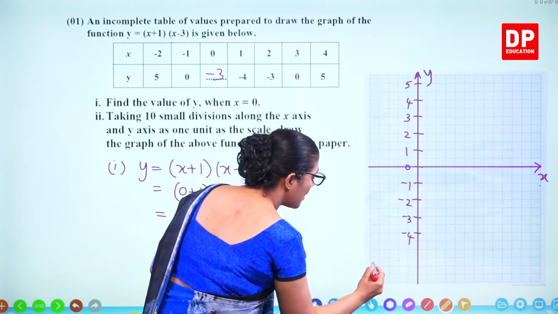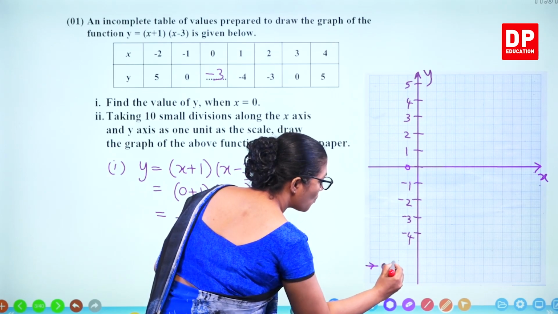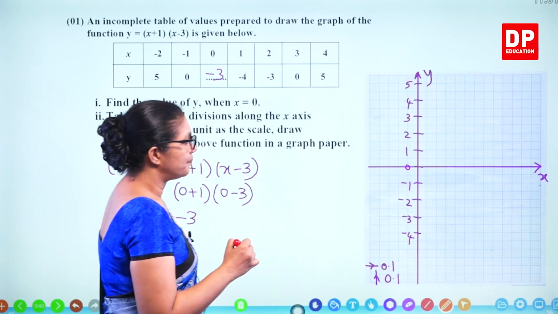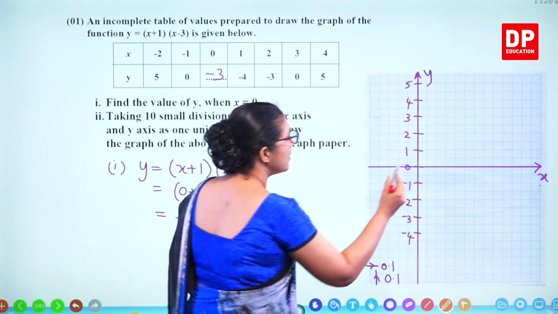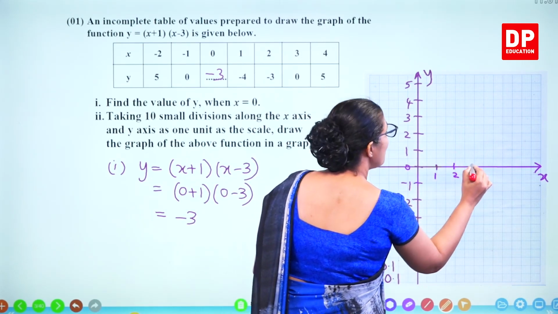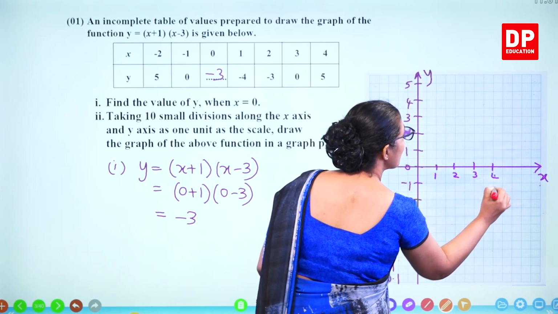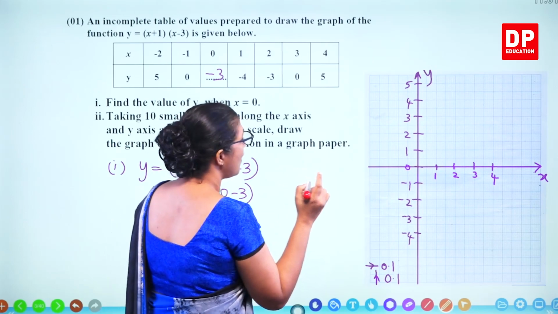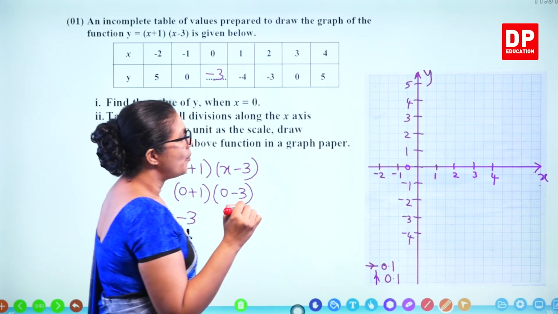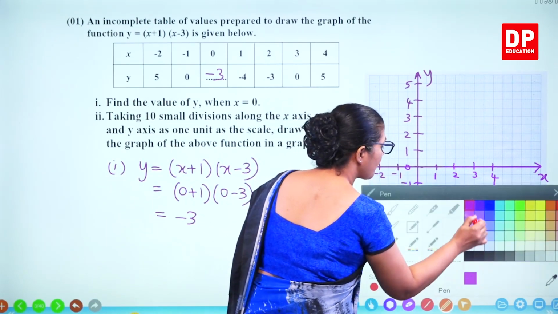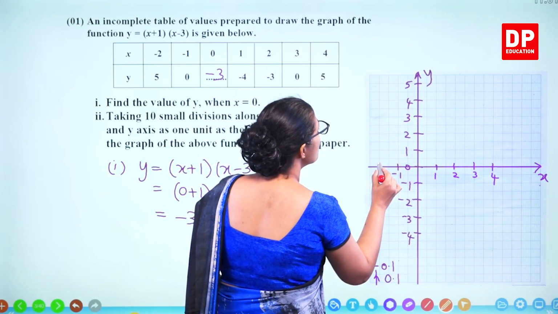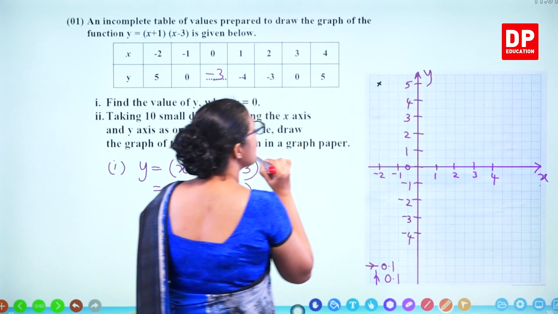This way you get 0.1 for one small square. Here also the same scale, 0.1. Now, we can label this side 1, 2, 3, 4 up to 4. And negative values up to minus 2. Minus 1, minus 2. Now, we can mark the points. So, mark the points. Minus 2, 5. This point.